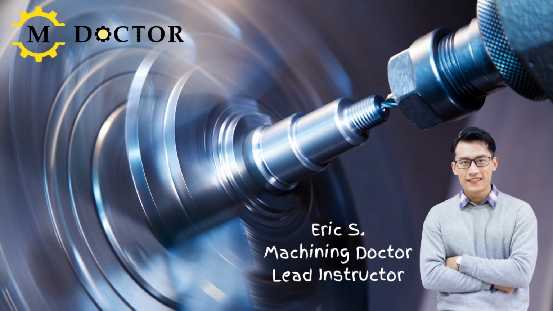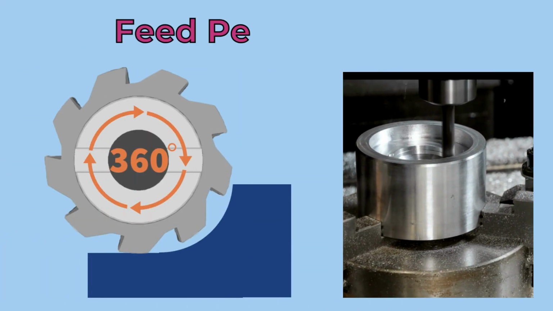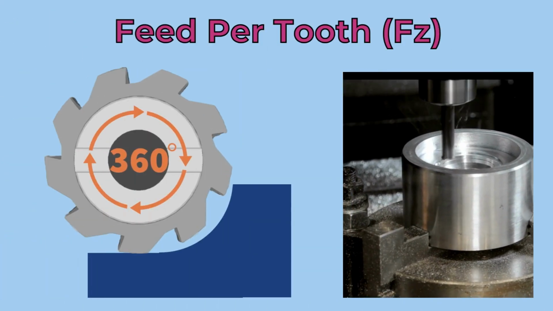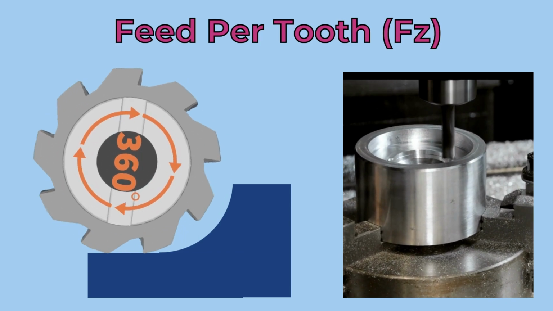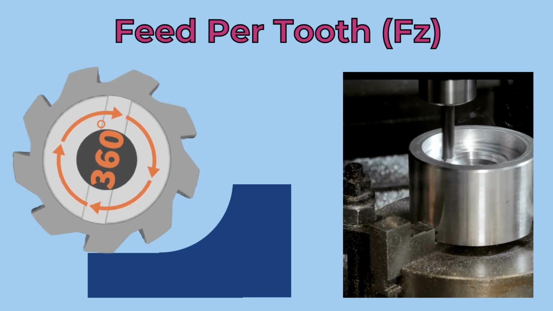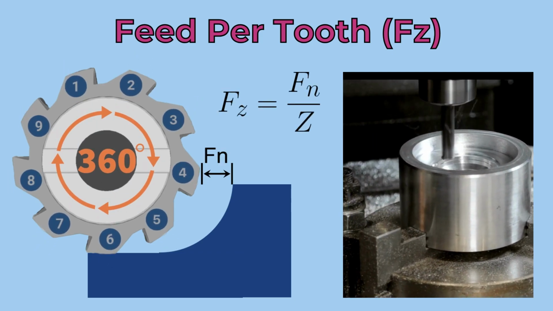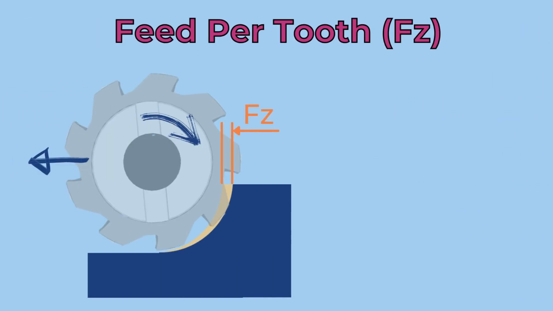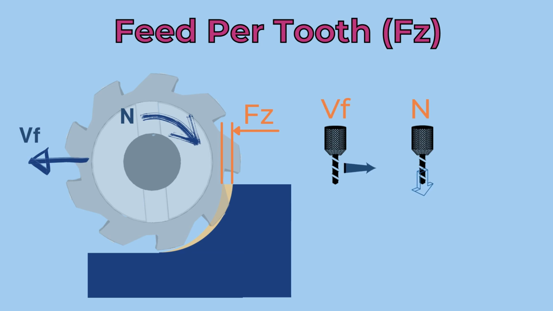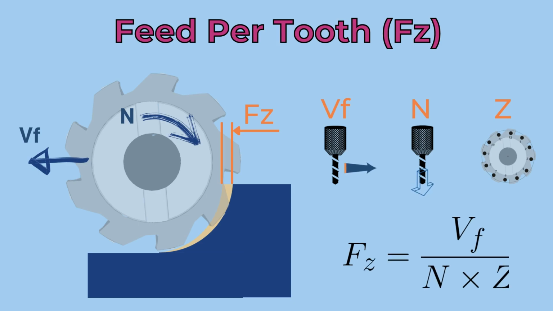Hello everybody, let's get right into the matter. In milling, feed per tooth, also known as FZ, is the linear distance traveled by a milling cutter during one full spindle rotation, divided by the number of teeth on the cutter. Typically, we have information on the spindle speed and table feed. In such a case, it can be calculated by dividing the table feed by the product of the spindle speed and the number of teeth. FZ equals VF divided by N times Z.